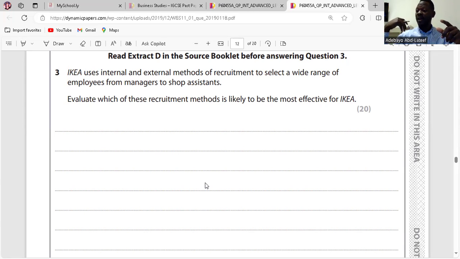Also, IKEA might combine both. Why does it need to combine both? Because as soon as IKEA uses internal recruitment, there will be a vacant position still within the business, which might need external. So IKEA might combine them, using internal for which one it thinks is suitable for internal, using external for which one it thinks is suitable for external. Are they all clear? Yes. So this ends paper one, unit one, paper for January 2019. Thank you.